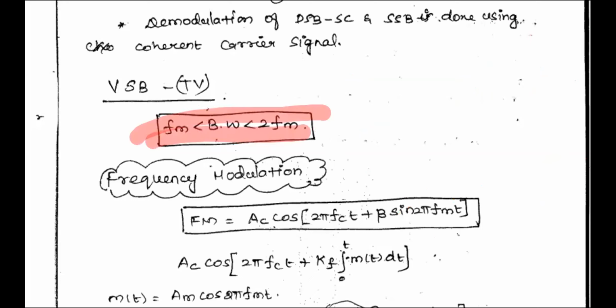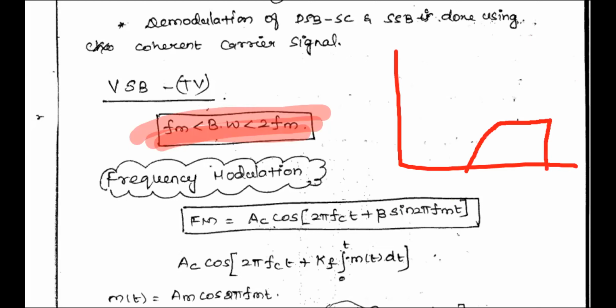What is the bandwidth of the vestigial sideband system? That means finally they are sending some portion of the lower sideband and the full upper sideband. This is the portion of the lower sideband and the complete portion of the upper sideband. From this spectrum itself, we are able to recover our original spectrum. Say this is the original spectrum. They will be transmitting the spectrum like this. They will send part of the lower sideband and full upper sideband.